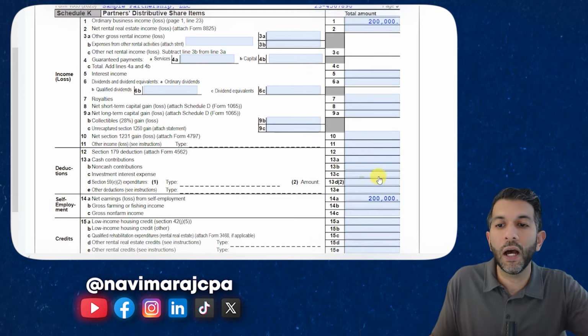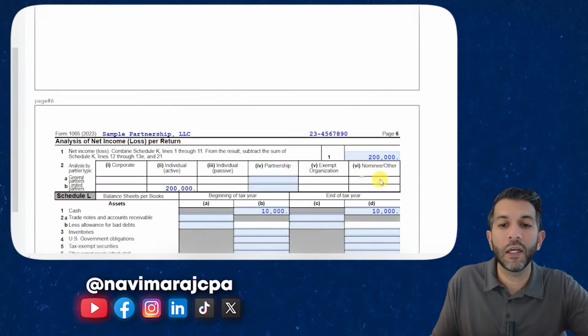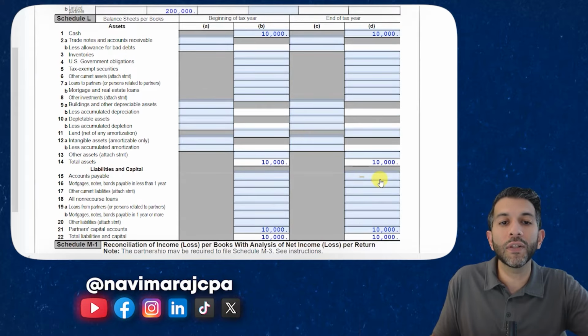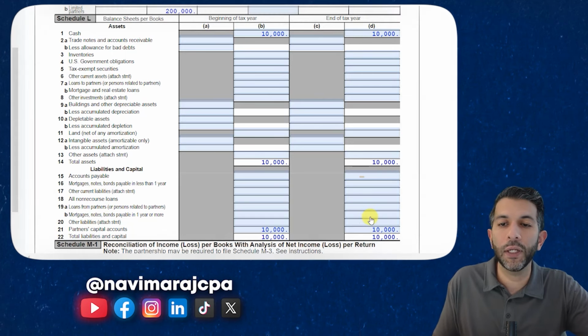And so we have the distribution showing up here on line 19A. If we scroll further down, we'll see the balance sheet, okay? The balance sheet is a snapshot in time. And in this time, we're talking about December 31st, 2023 in our example. And we're showing you what are the assets, the liabilities, and the capital in the partnership.